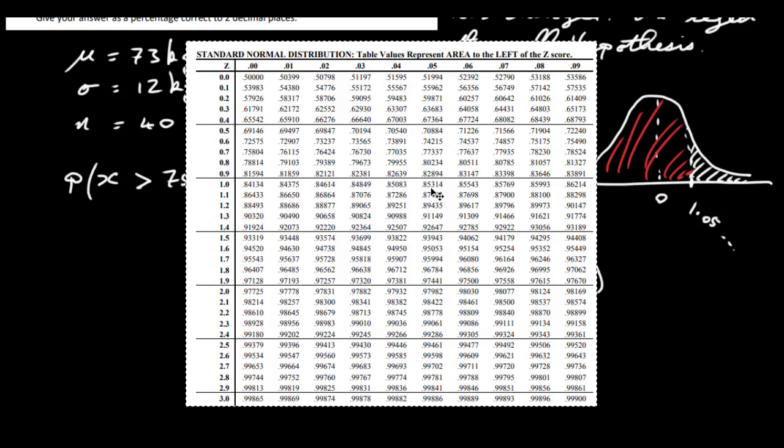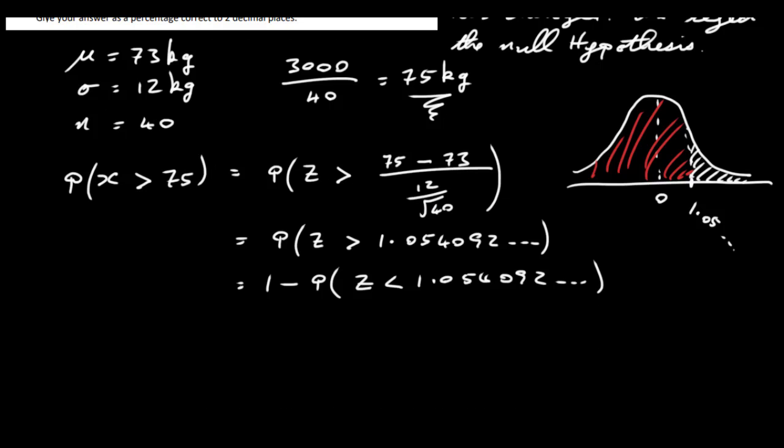And it is 0.8531, to 4 decimal places anyway. So this is going to be equal to 1 minus 0.8531. And when we subtract that, we get 0.1469. So that's equal to 14.69% as a percentage anyway.